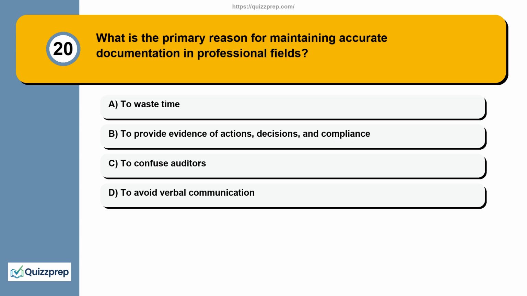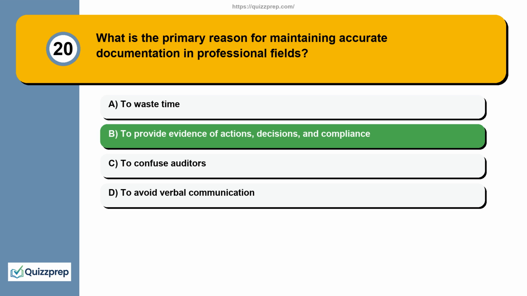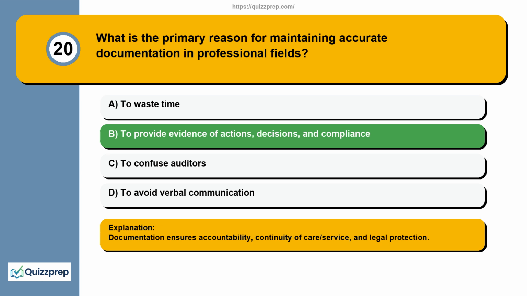Question 20. What is the primary reason for maintaining accurate documentation in professional fields? Here are your options. Option A. To waste time. Option B. To provide evidence of actions, decisions, and compliance. Option C. To confuse auditors. Option D. To avoid verbal communication. The correct answer is option B. To provide evidence of actions, decisions, and compliance. Explanation. Documentation ensures accountability, continuity of care or service, and legal protection.